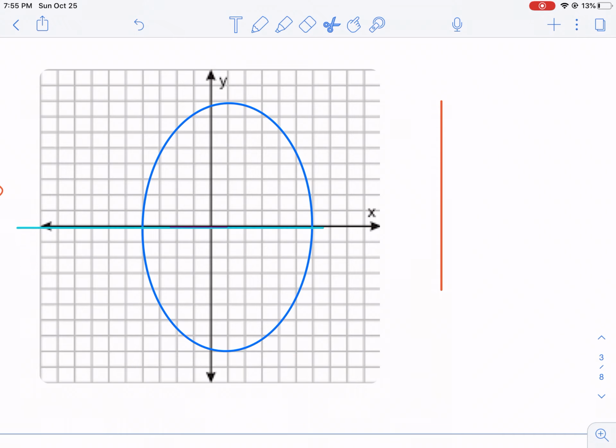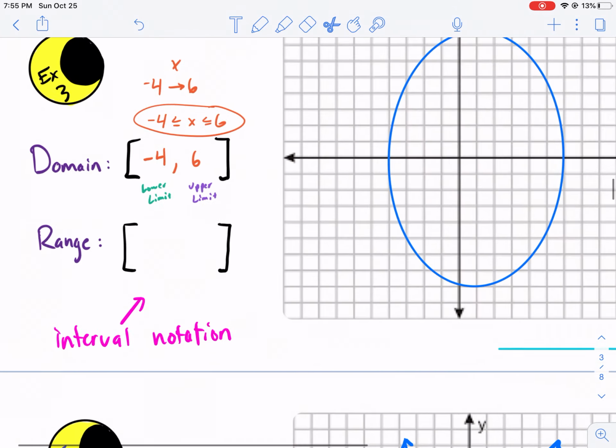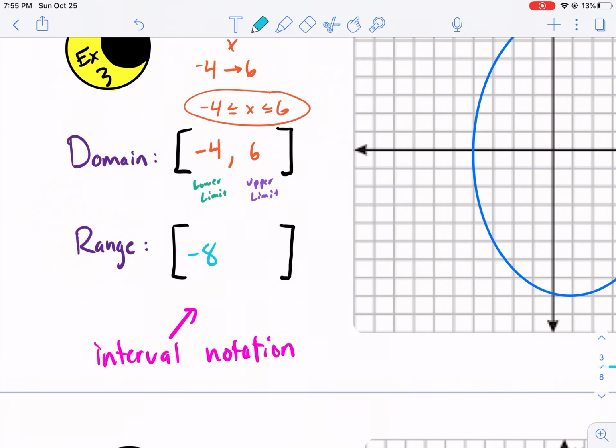Okay, and there was no breaks in the line. Notice how there's no points on the line that are not included. That means it's a solid, continuous inclusion between -8 and +8. Okay, and that is interval notation.